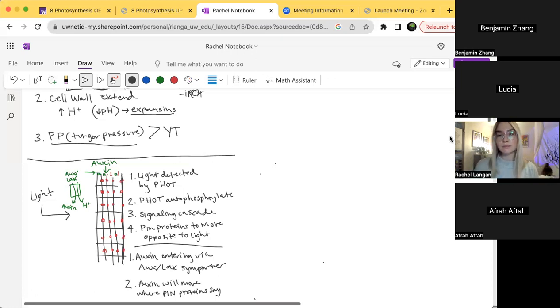Do we need to know how the growth pathway works for gravity? So instead of light, would it just be like... No, we don't. Thank you.